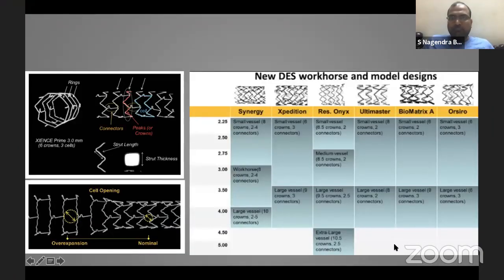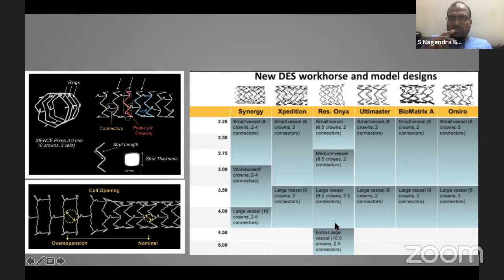Okay, this is the table which I got from a journal published by a European group. They have studied most of the third generation DES. If you look here, there are only two stents that have more than two platforms. One is Synergy, the other one is Onyx. Synergy has three platforms: 2.25 to 3, 3 to 4, and more than 4. Onyx is a wonderful stent which has four platforms: 2.25 to 2.75, 2.75 to 3.5, 3.5 to 4.5, and more than 4.5.